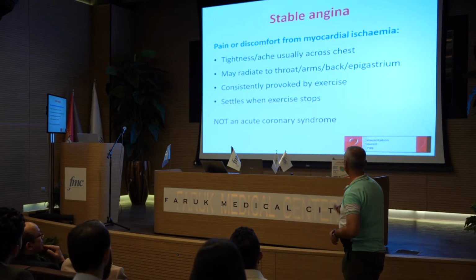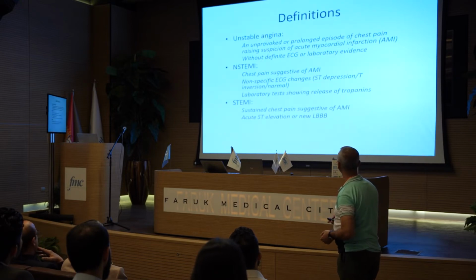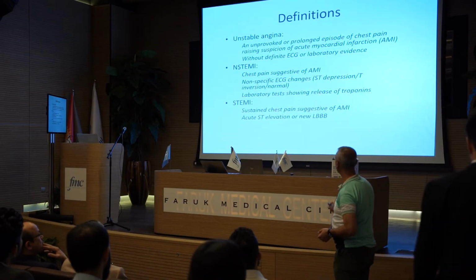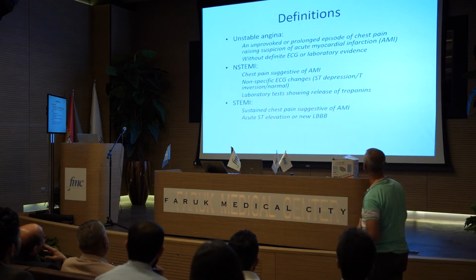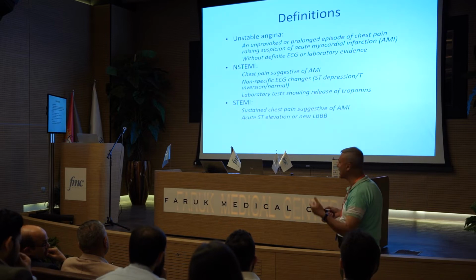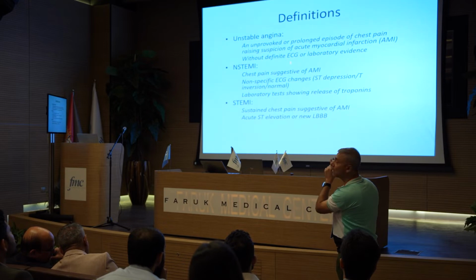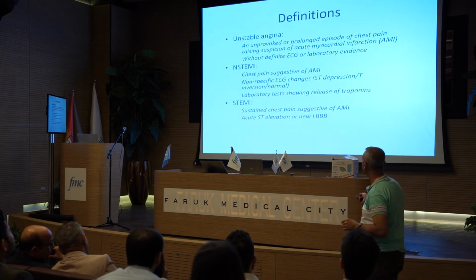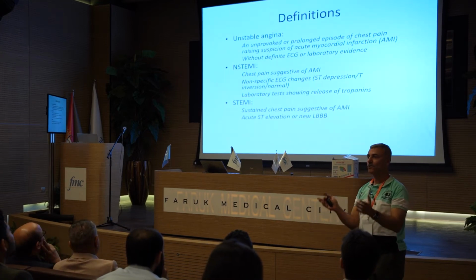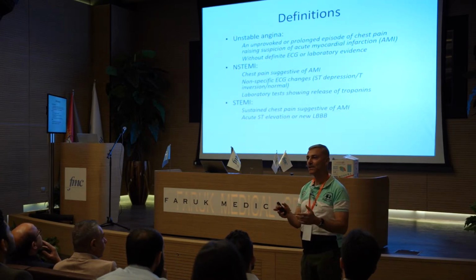So this is what we see in classical stable angina, and exactly in unstable angina. We said that before: an unprovoked or prolonged episode of chest pain raises suspicion of acute myocardial infarction without definite ECG or laboratory evidence. That is unstable angina. Non-STEMI, it is infarction. So what shall we do? What shall we expect in the investigation?